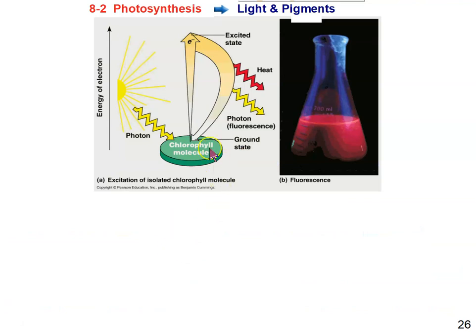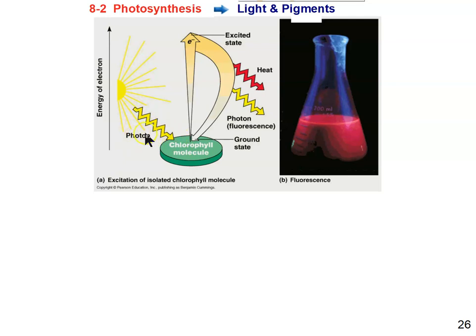So here we're looking at a diagram of an isolated chlorophyll molecule. And so this is just one molecule of chlorophyll, and we're looking at what happens to that molecule when light energy strikes it. And you'll notice here that the light energy is labeled as a photon.